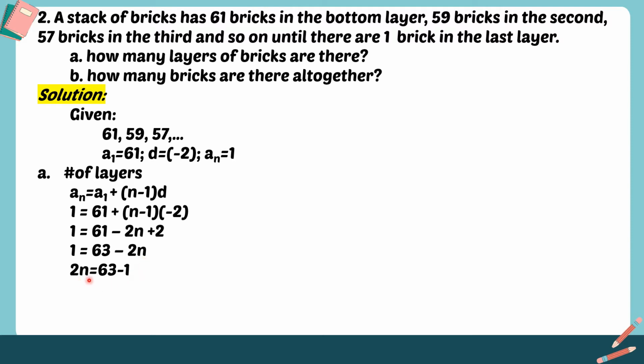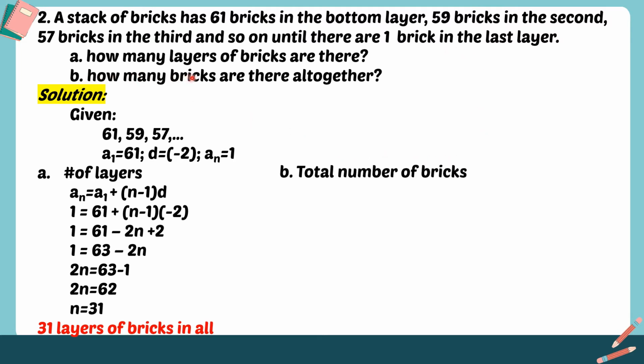So, magiging 2n is equal to 63 minus 1. And 63 minus 1 is equal to 62. And then next, para ma-remove natin yung positive 2 dito, divide both sides by 2. So, that will be equal to 31. It means, meron tayong 31 layers of bricks. Kapag na-arrange na natin, simula 61 sa bottom layer hanggang 1 na lang yung sa last layer.